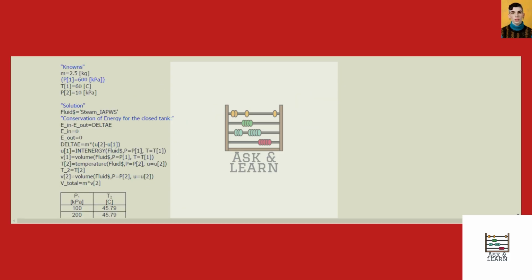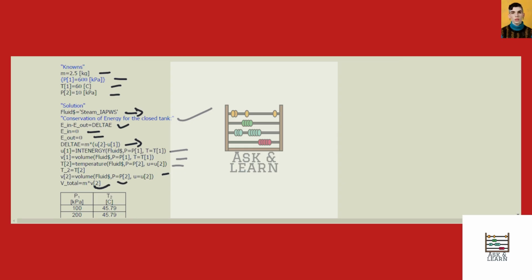As we know, we can use the EES method. There are certain given values, the knowns: M, P1, T1, P2 are given. This is the solution that we require, conservation of energy for a closed tank. So here we have E in minus E out is equal to delta E. E in is equal to 0, E out is equal to 0. So delta E gives the value to be this: U1, V1, T2. T2 is given here. Volume and total volume are what is given here.